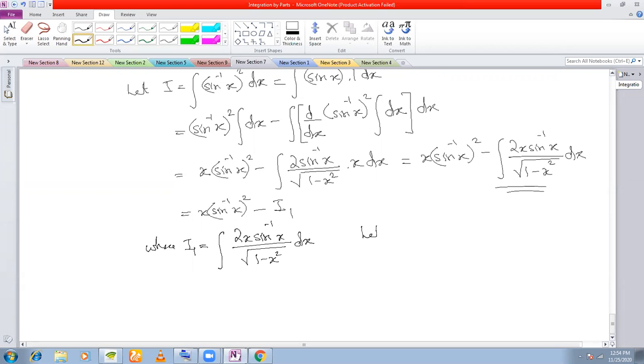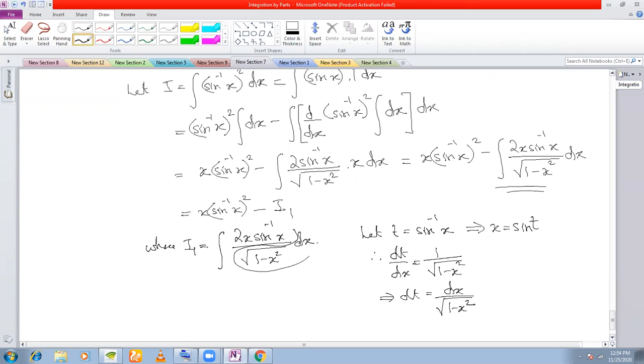So what you do is you put t is equal to sin inverse x. That means if t is equal to sin inverse x, then x is equal to sin t, right? So therefore, what do you get here? dt/dx is equal to 1 by root 1 minus x square. Am I right or not? That means dt is equal to dx by root 1 minus x square, right? So let us put it here. Now dx by root 1 minus x square, you have got it here. This entire thing becomes your dt.